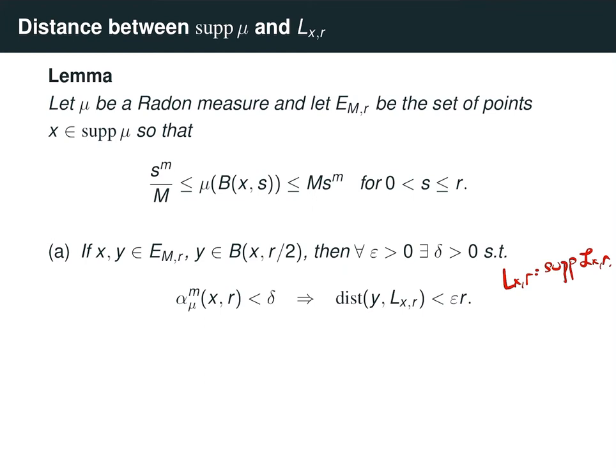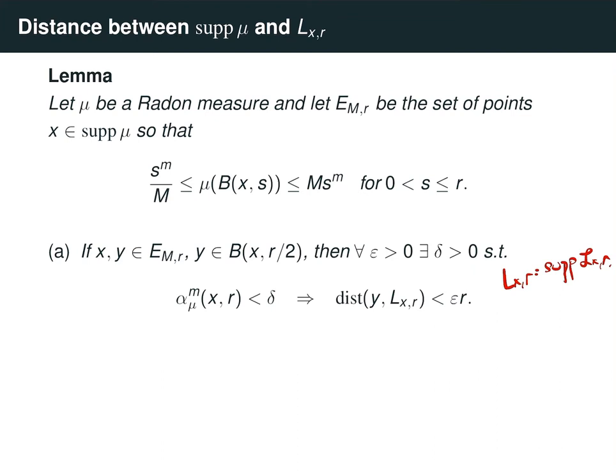So in other words, what this says is that if I have a point x, and I look at the ball centered at x of radius r, and the alpha number is small, then any points inside E_{m,r} that are close to x will also lie close to the support of the best approximating affine measure. Now, some of the other properties in this lemma that we'll discuss have proofs with some elements in common with the proof of this property. So I'm going to go through the proof of this property in some detail, and I'll leave the rest of the properties as exercises.